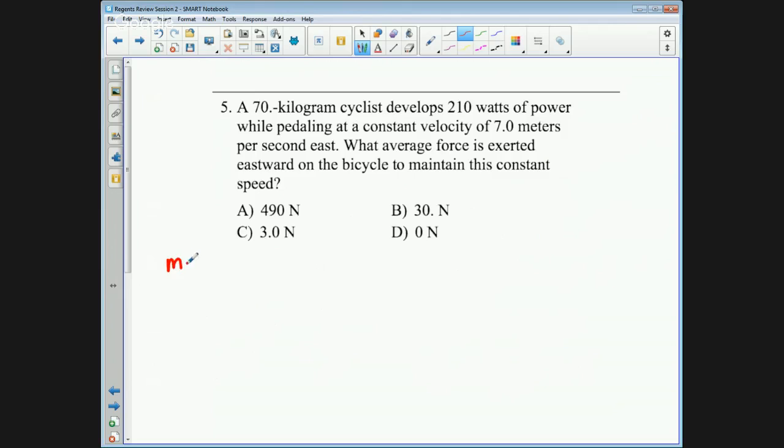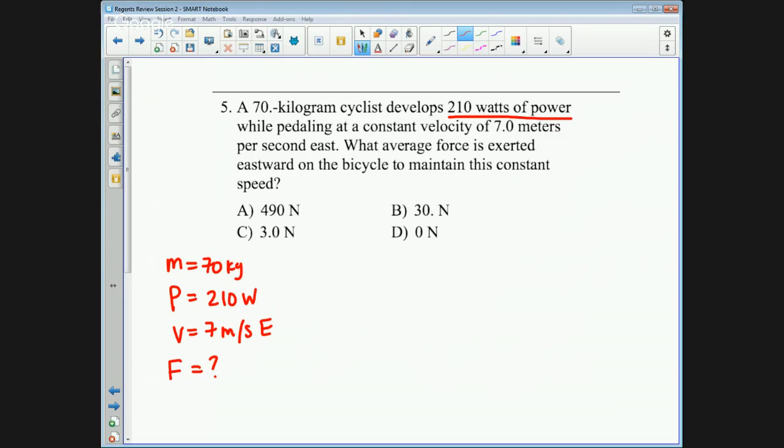So I have mass equals 70 kilograms. 210 watts of power, that's obviously power equals 210 watts. Constant velocity, v equals 7 meters per second east. What average force is exerted eastward? So F equals question mark. I'm going to look at my reference table. This is not electricity, sorry, this is power.